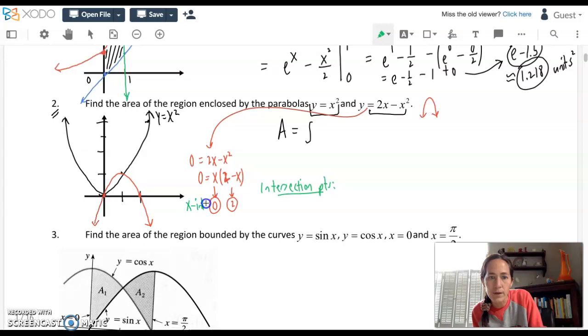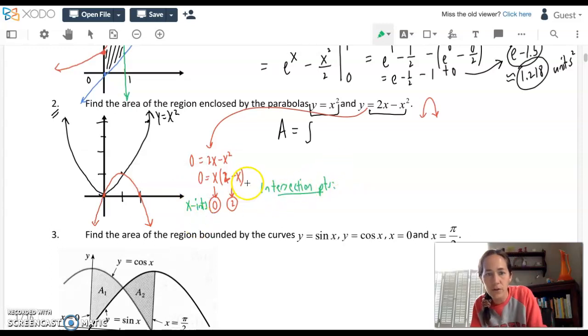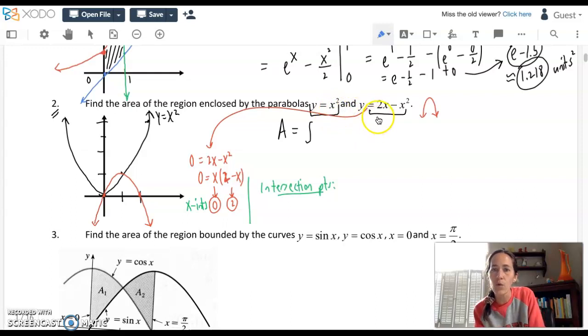What's more important, we want to see where these two curves hit one another, where those two graphs hit each other. So it's as if you're solving a system when you're finding intersection points. If you have a y equals this and a y equals that, you can set the two x expressions equal to one another and see what you get. So I get x squared. I want to find out where x squared would equal 2x minus x squared.